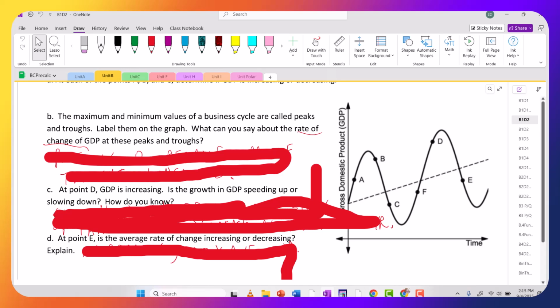All right, but anyway, maximum and minimum values of the business cycle are called peaks and troughs. Label them on the graph. Okay, so these are the peaks and troughs, right? Hey, everyone. What are the slopes of the tangent lines that skim off these peaks and troughs? 3, 2, 1, say it. 0. So those have a 0 slope.